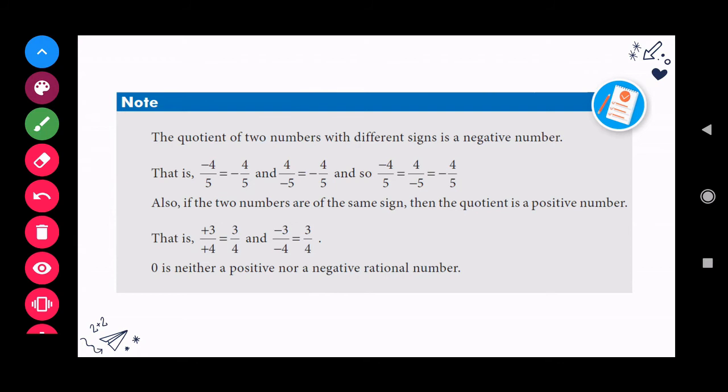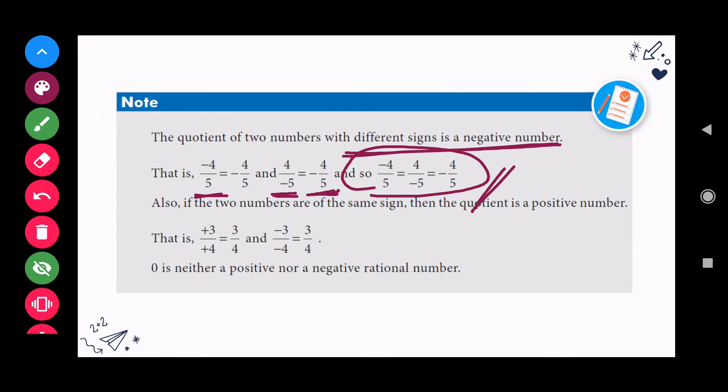So what I said earlier, that is what they are telling again. A quotient of two numbers with different signs is a negative number. So understand carefully. Let's say we have minus 4 by 5. It stays as minus 4 by 5, or 4 by minus 5. It also stays as minus 4 by 5. So minus 4 by 5, 4 by minus 5 and minus 4 by 5, all three are the same.